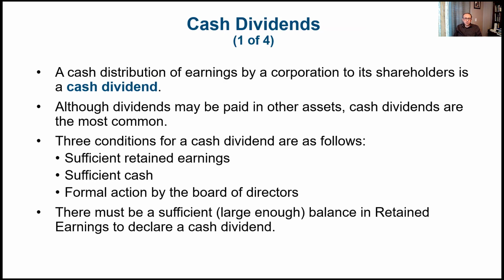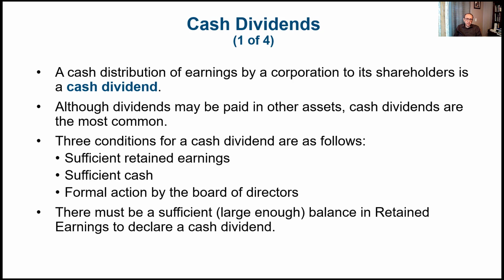So let's start with the cash dividends. And I think it's simple, it's easy, it's very logical. A cash distribution of earnings by a corporation to its shareholders is a cash dividend. So when the corporation decides to pay dividends or distribute cash to the shareholders, that's what we call cash distribution or cash dividends. Although dividends may be paid in other assets, cash dividends are the most common.